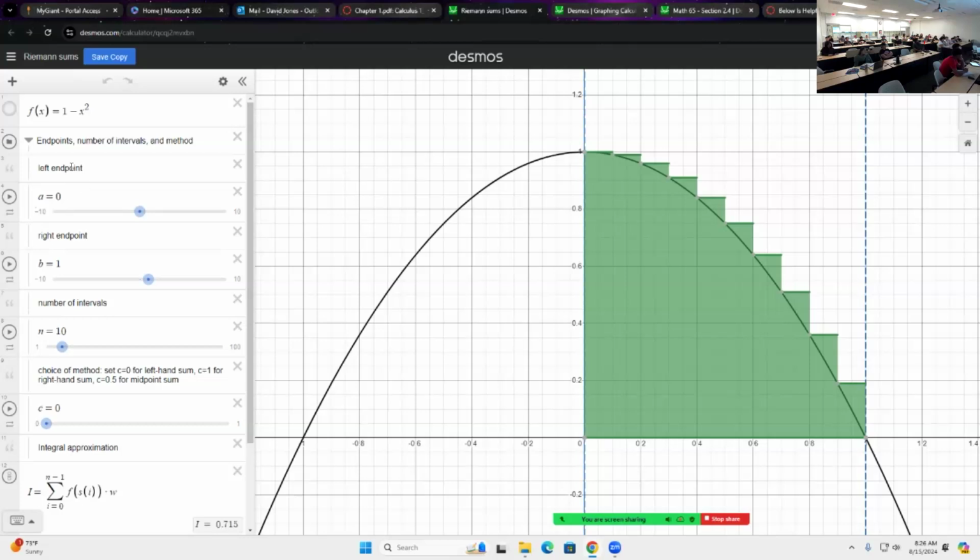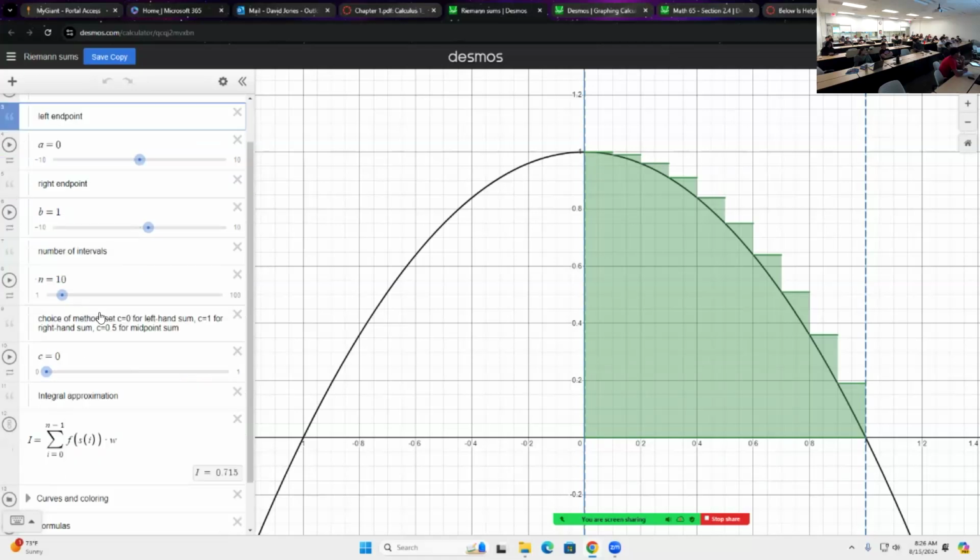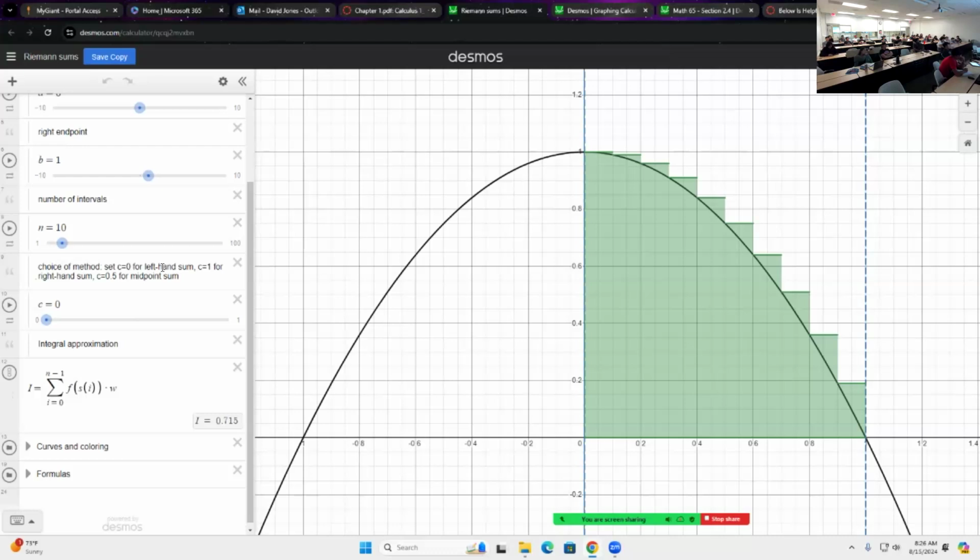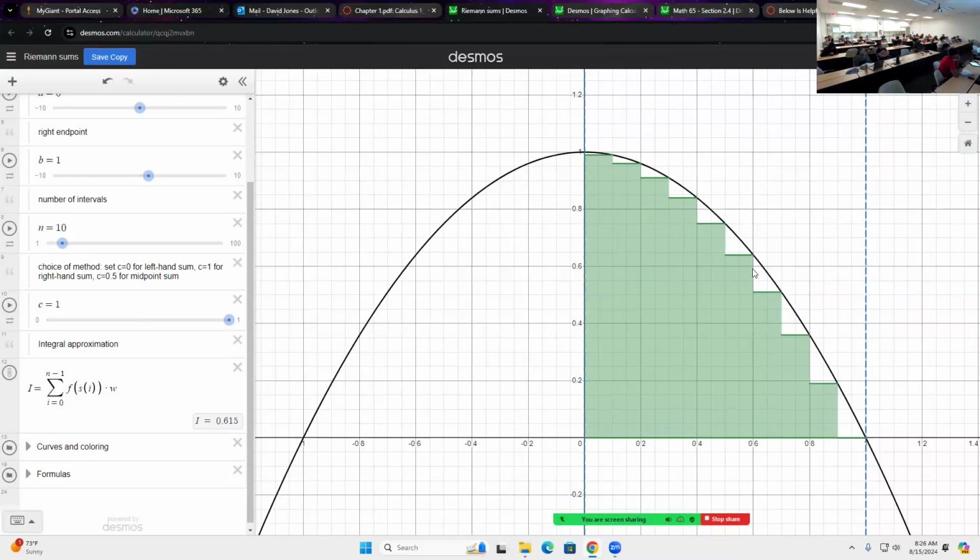We can also change it so it looks at the right endpoint. How I edit this: set C equals 0 for left. If I do the right side, now the right side of the rectangle is touching. And now we're missing some area though, right? We got some white underneath the line. But now it's like 0.615.